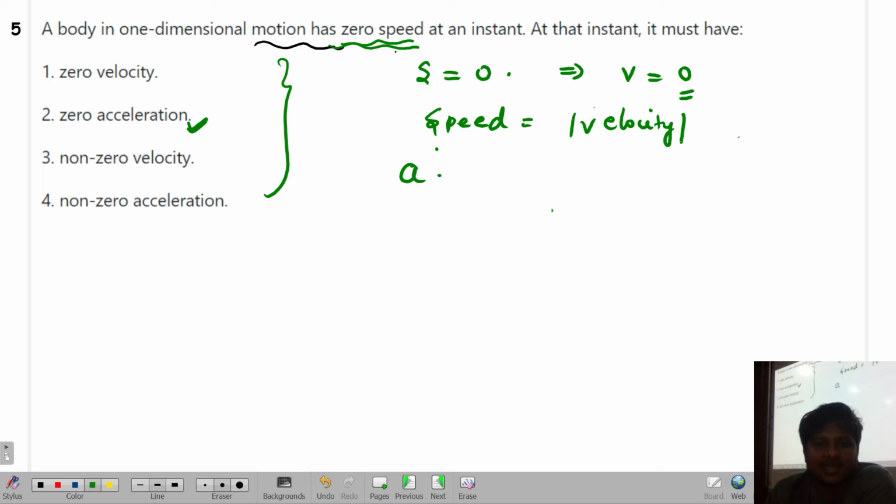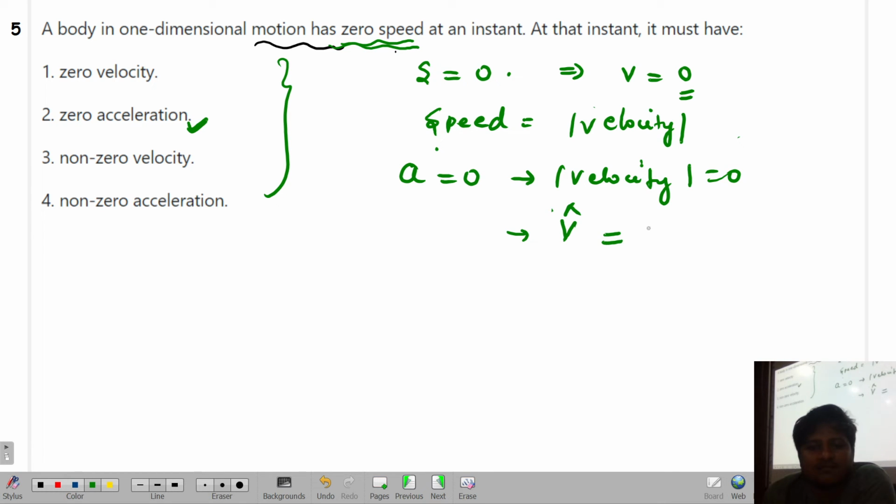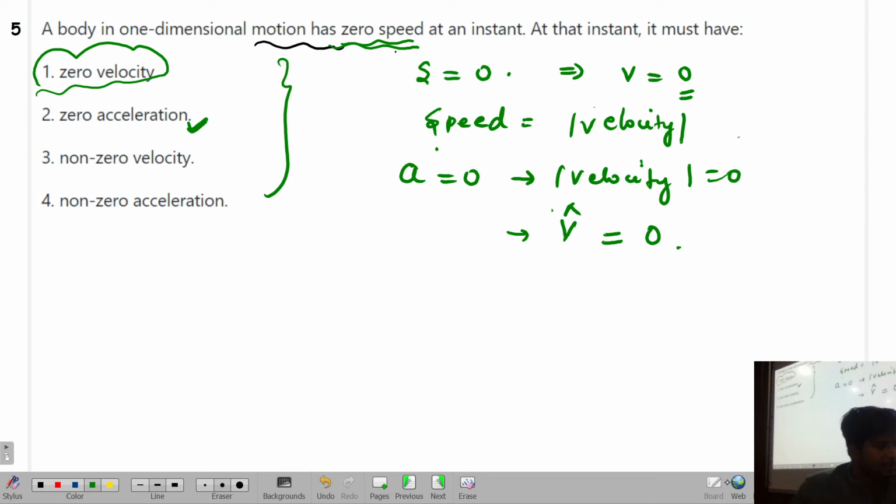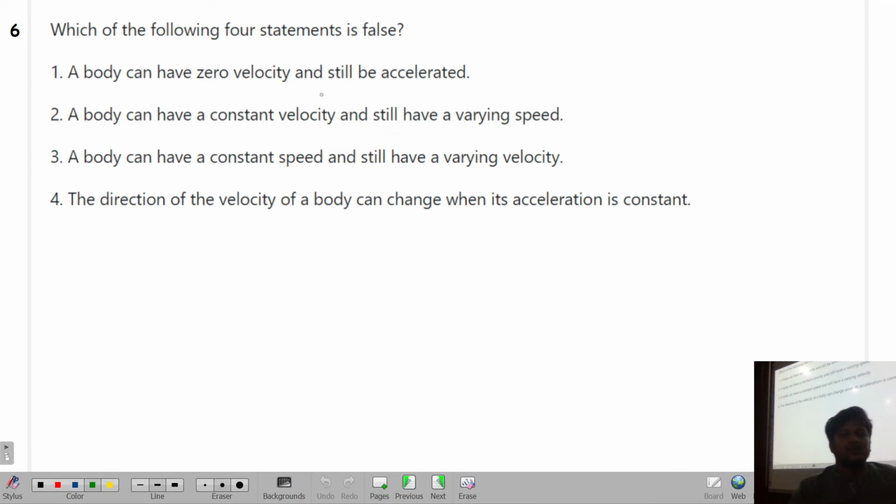If someone says that a is equal to zero, you need to remember 2 points. First, magnitude of velocity should be equal to zero. Second, direction of velocity should also be zero, guys. But as the speed is zero, only the magnitude of velocity is zero. So we can't say that zero acceleration will be possible. So which answer is correct? Zero velocity is correct. Am I correct or not? Tell me yes or no. Okay. Yes, sir. Moving to the next question. Which of the following four statements is false?